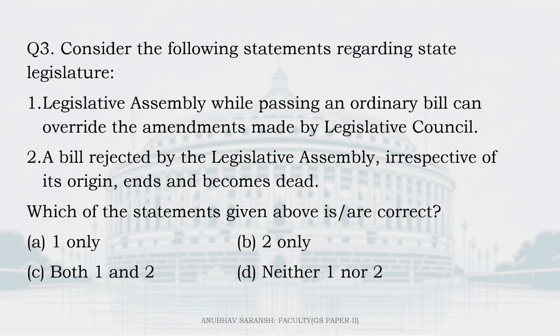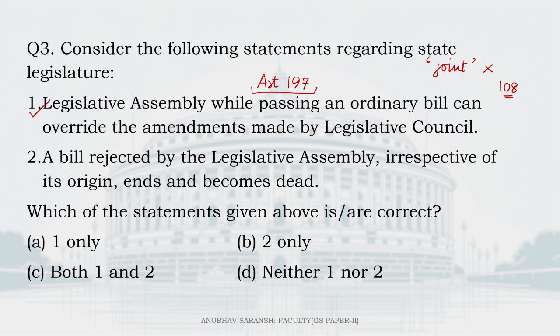Moving on to question number 3. Consider the following statements regarding state legislature. Legislative Assembly, while passing an ordinary bill, can override the amendments made by Legislative Council. This is absolutely correct. Article 197 provides for the procedure to be followed while passing bills in the state legislature. And just to clarify, there is no concept of a joint sitting in the state legislatures like you have at the parliamentary level under Article 108.